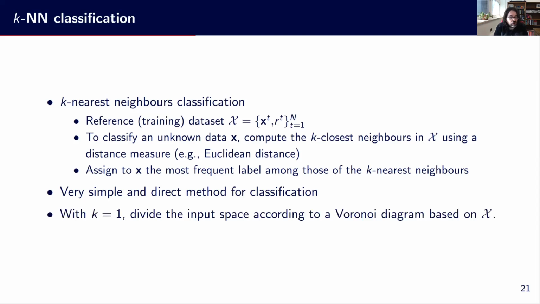With k equal to 1, we are basically dividing the input space according to what we call a Voronoi diagram based on the X data set. A Voronoi diagram basically defines regions of influence. So we have a point here, and in this Voronoi cell we have all the area where that point is the nearest point among all points in our data set.